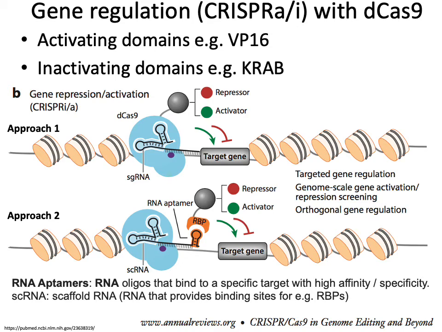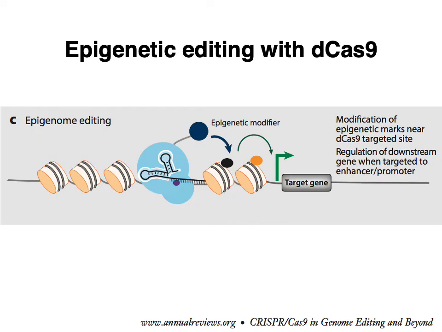The other approach is that instead of fusing the Cas9 nuclease null mutant to an activator or repressor domain, you can just modify the guide RNA so that it has a binding site of an RNA binding protein. Those are typically what are called RNA aptamers. With that RNA aptamer acting as a binding site for the RBPs, an RBP that's been fused to either an activator or repressor can achieve the same activation or inactivation of the target gene.